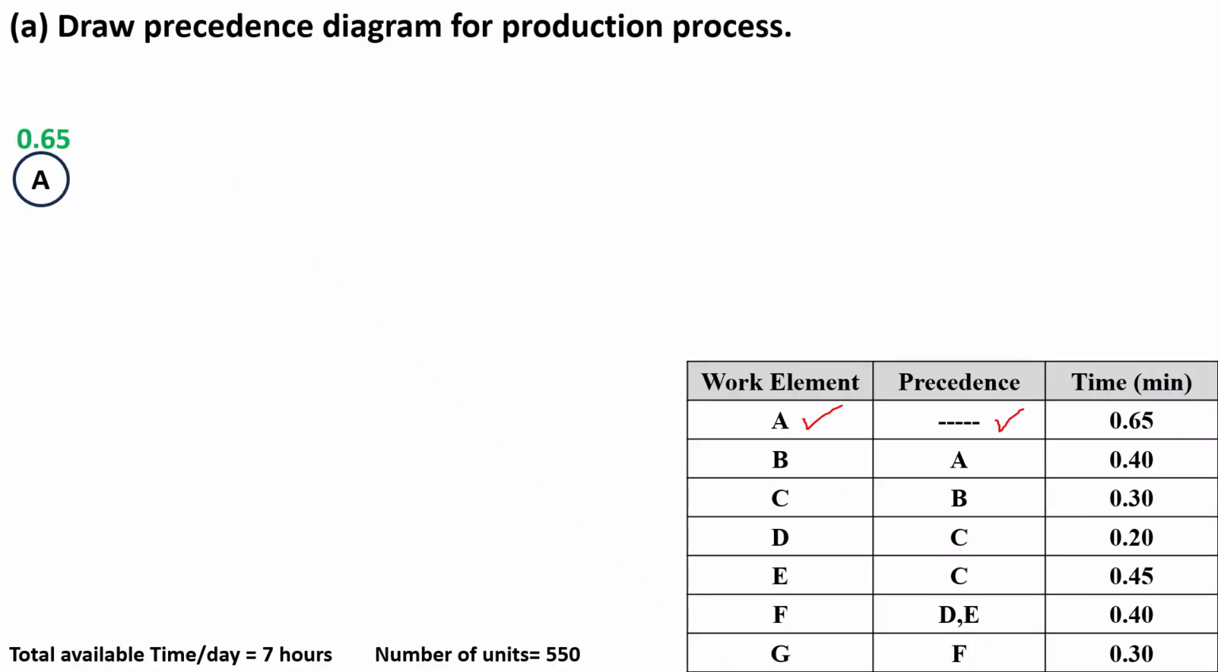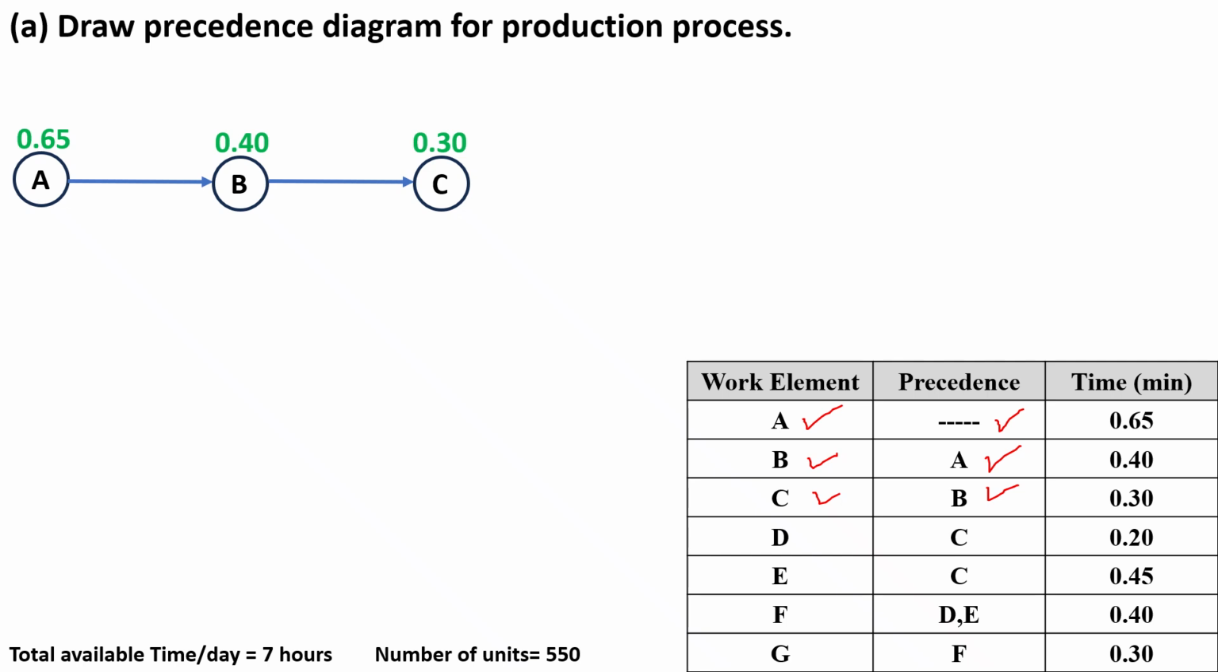So the next work element is B. For this, the precedence element is A. So after A, we have to draw the element B like this, and we have to represent its task time, that is 0.4 minutes. The next element is C, and it will start after the element B. So after this one, I have to draw the work element C like this, and its task time is 0.3 minutes.